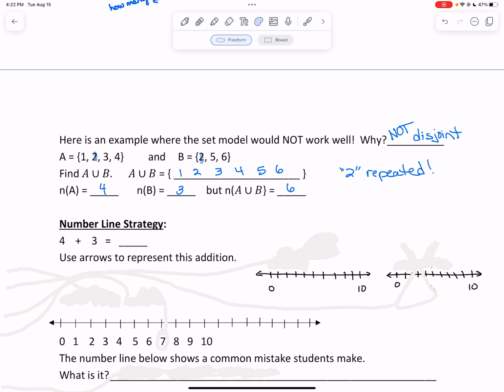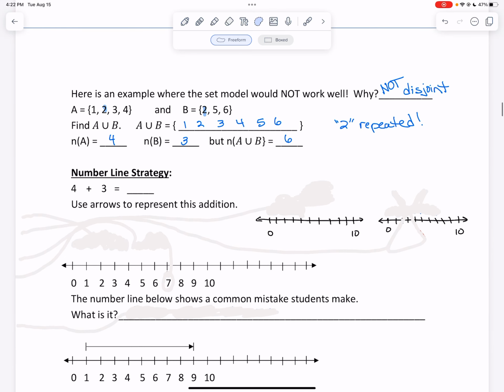So let's talk about the number line strategy. We're going to use our arrows to represent this 4 plus 3. The first thing I'm going to do is make an arrow that goes from 0 to 4. Then I start at 4 and go on up to 7, so I make another arrow that's 3 units long. So my answer is 7. Now, there are other ways that you could write this.